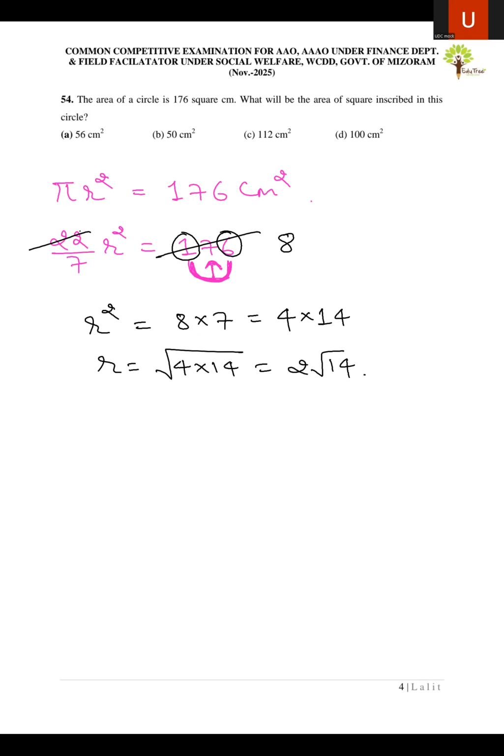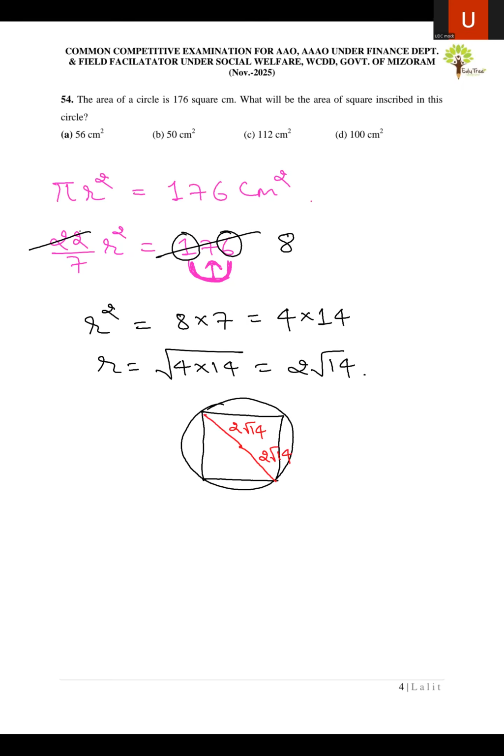Now what they're saying, what will be the area of a square inscribed in this circle? We have to find the area of a square inscribed inside a circle. All right. Now we notice that r equals 2 root 14. So I can simply write this as 2 root 14, right. And this is also 2 root 14.